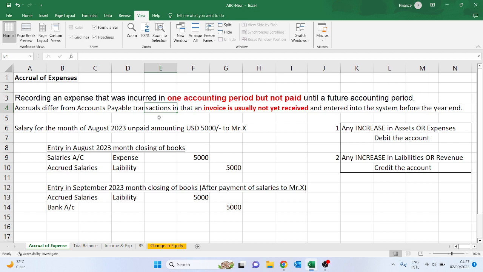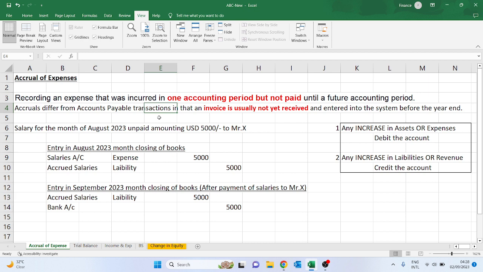So just for an example, today is 2nd of September. For example, one of our company staff did not receive his salary for the month of August. Until 31st of August he did not receive his salary. Let us assume that. So we need to pay him. If we didn't pay him until 31st of August, we need to pay him in the month of September.